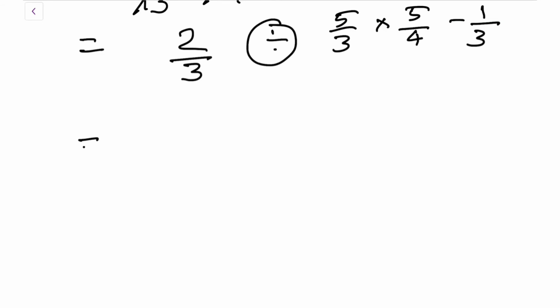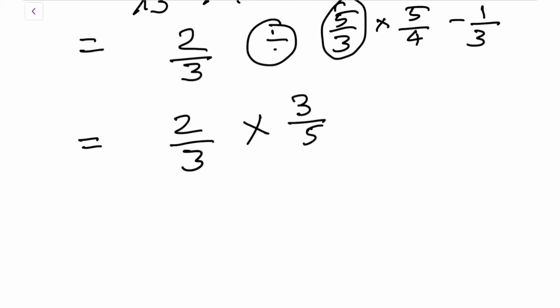So let's solve that. 2 by 3, how do we solve division? It becomes multiplication and take the reciprocal of 5 by 3, that is 3 by 5 into 5 by 4 minus 1 by 3. So we are done with division. What's the next step? Solve the multiplication, that is M. Very good. How do we do that? 2 by 3 into 3 by 5 into 5 by 4.